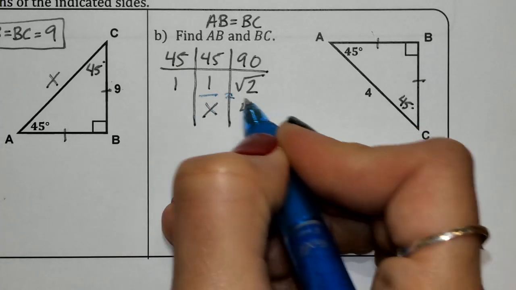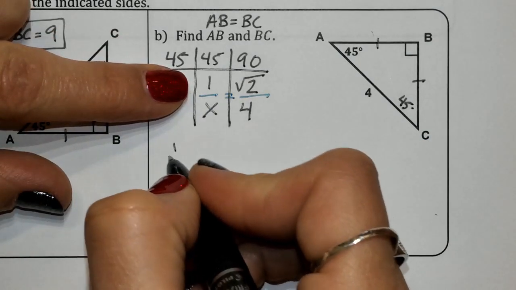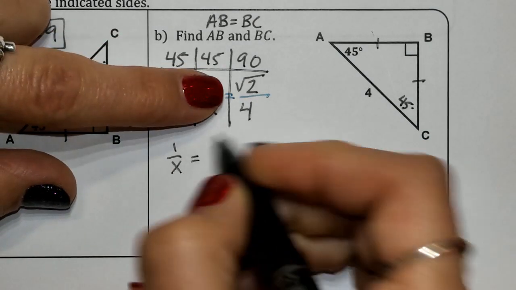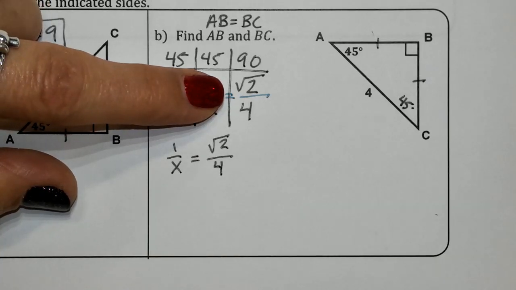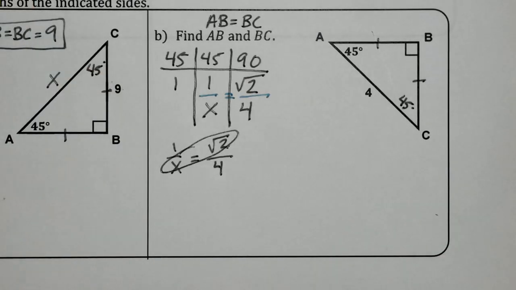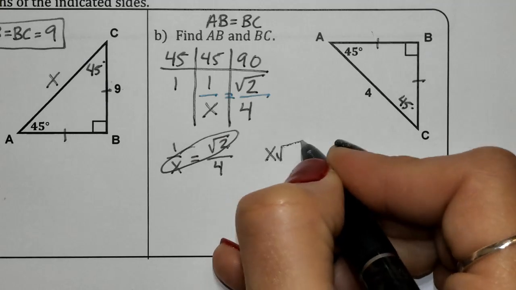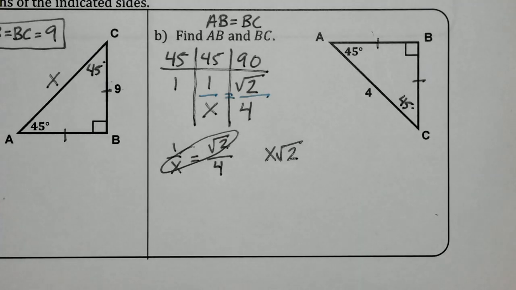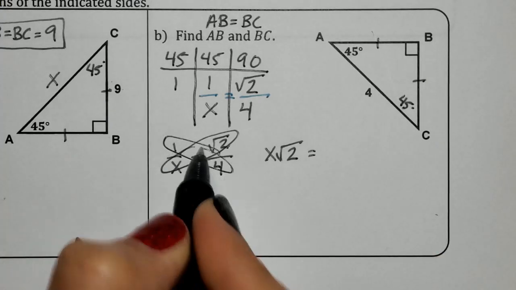Fraction bar equals fraction bar. 1 over X equals the square root of 2 over 4. Let's go ahead and get started with our cross multiplying. With this cross product with the X and the radical, we want to place the x first, then the radical. Generally, this is how you see it. It's okay if you do square root of 2x, but this is generally how we'll see this. We set it equal to 4.